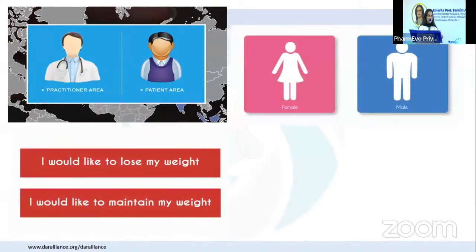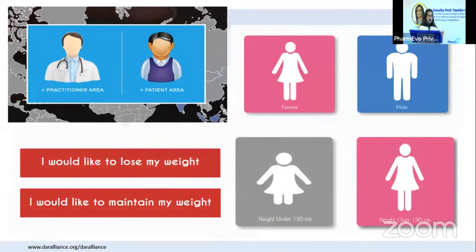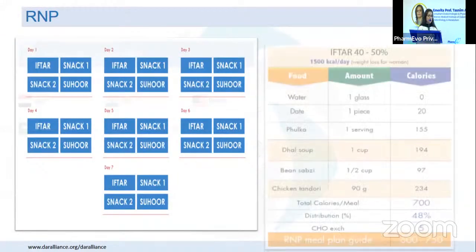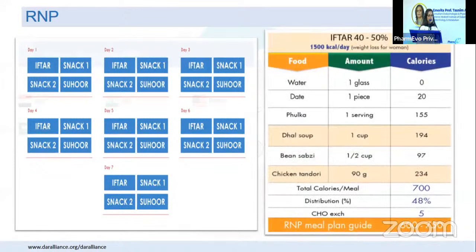And each day plan is different. So if we click on one of these, it will give a sample of like iftar meal or sehri meal. And you can see that it's a 1500 kilocalorie per day plan for weight loss for women. And it is showing the calories and the carbohydrate exchanges and the distribution, as we know that 40 to 50% calories should be consumed at iftar and 30 to 40% at sehri.